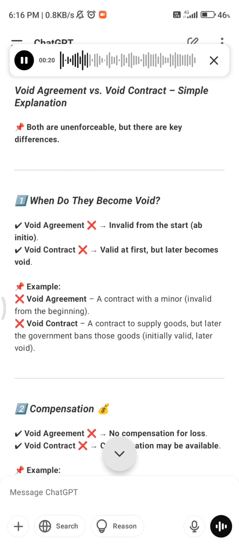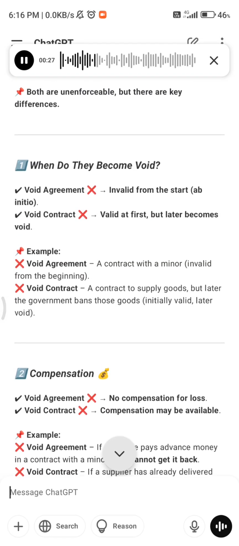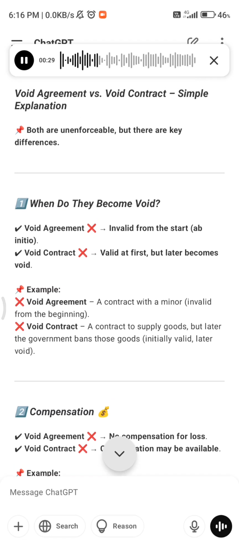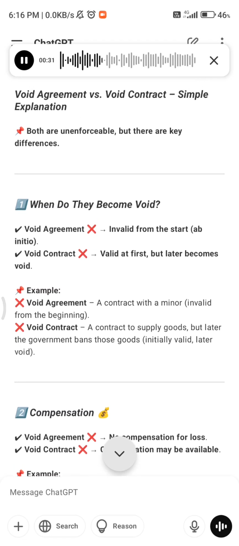Example: void agreement. A contract with a minor, invalid from the beginning. Void contract: a contract to supply goods, but later the government bans those goods. Initially valid, later void.